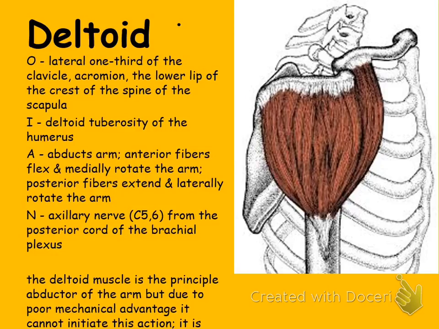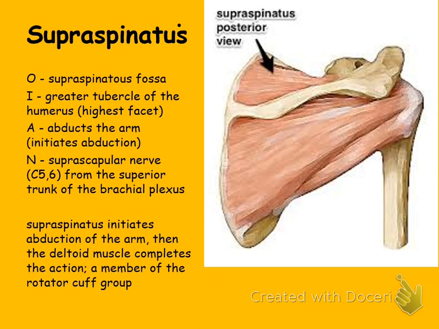It abducts the arm, but it only works about 20 degrees out, and then the deltoid kicks in. The supraspinatus does most of the work at that beginning point. But it abducts the arm. What kind of exercises would you do for this? What kind of exercise would you do for the deltoid? Anybody work out? What's that? Lateral raises. Yep. Butterflies, those types of things will do that too, to a certain degree.